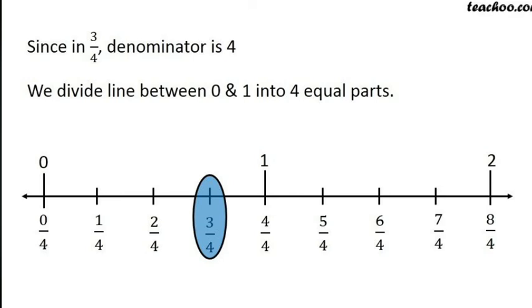So we divide the line between 0 and 1 into 4 equal parts. The first part is 1 by 4, the second part is 2 by 4, the third part is 3 by 4 and the last part is 4 by 4, meaning 1. And we have to represent 3 by 4. So we mark 3 by 4 at the third point and it is the answer.